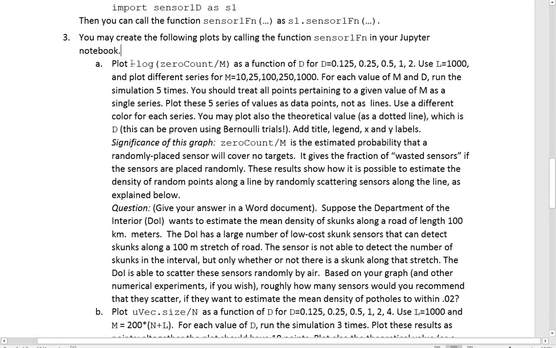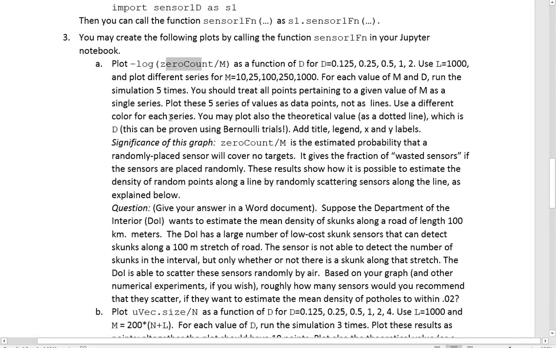All right, so you're going to plot minus log of 0 count over m as a function of d. For these values of d, you use L equals 1,000, and you'll plot different series for these values of m. For each value of m and d, run the simulation 5 times. So you should treat all points pertaining to a given value of m as a single series. Plot these 5 series of values as data points, not as lines.